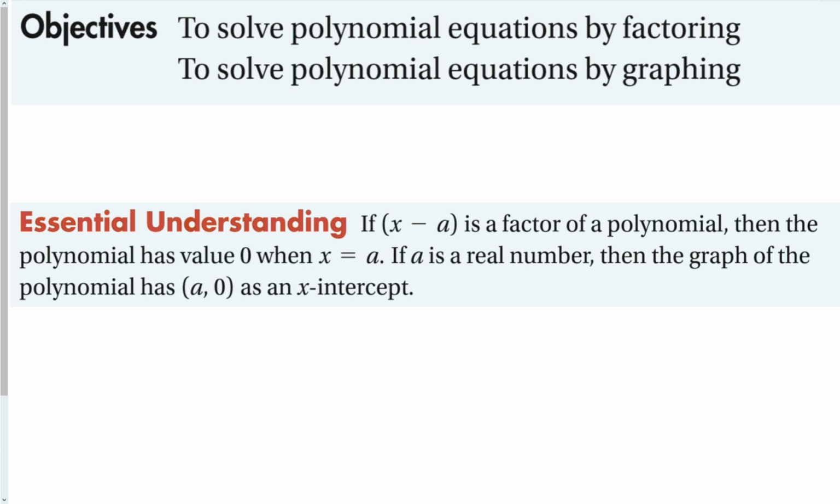What you should know is that if x minus a is a factor of a polynomial, then the polynomial has a value of 0 when x is equal to a. It's an intercept. If a is a real number, then the graph of the polynomial has (a, 0) as its x-intercept. It's also a root, and it's also a solution to the equation.